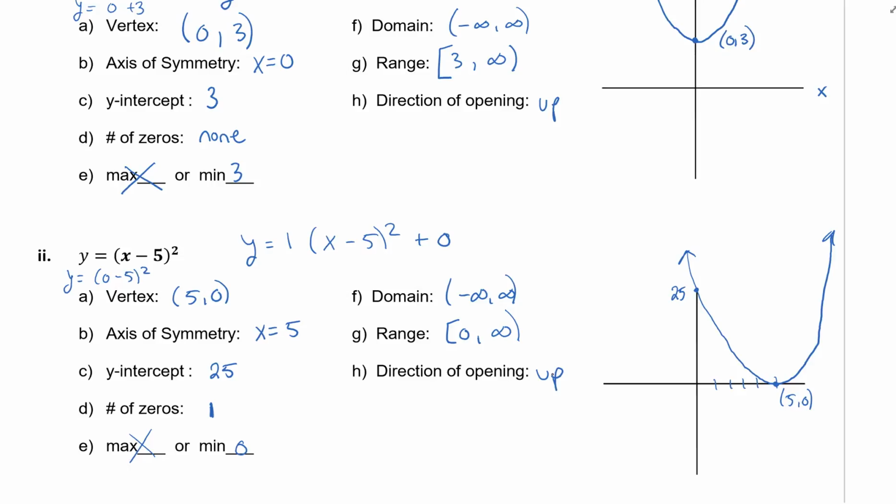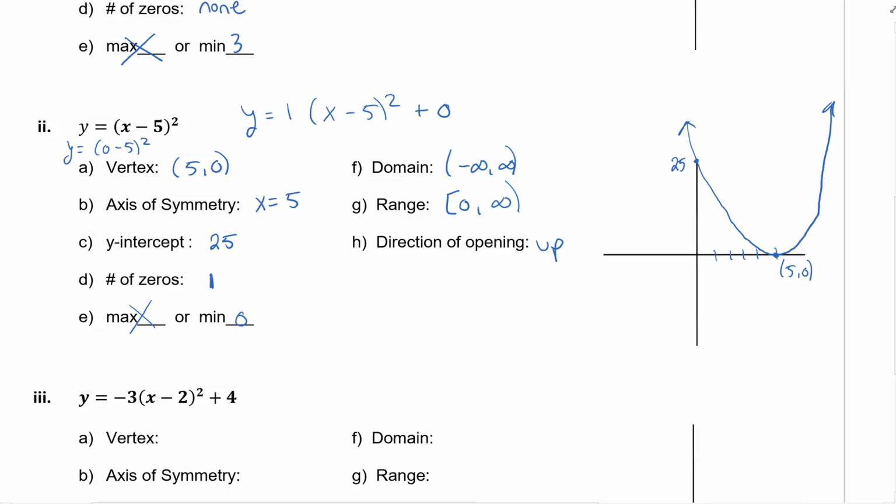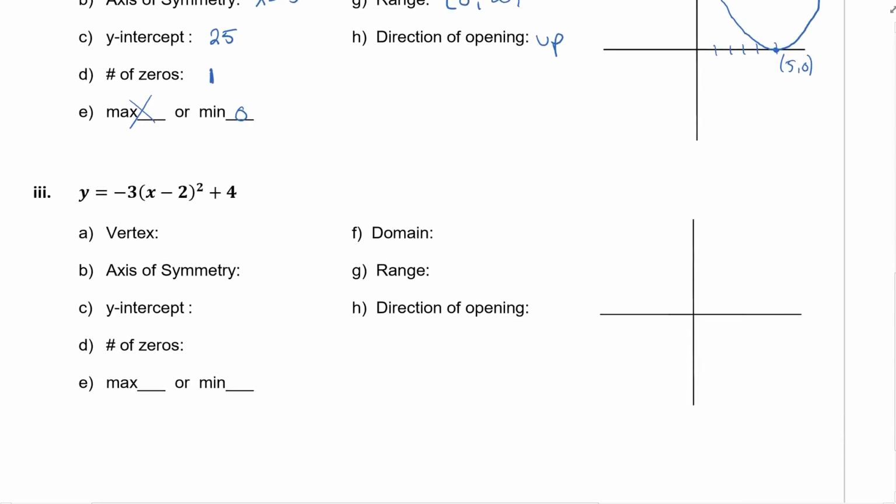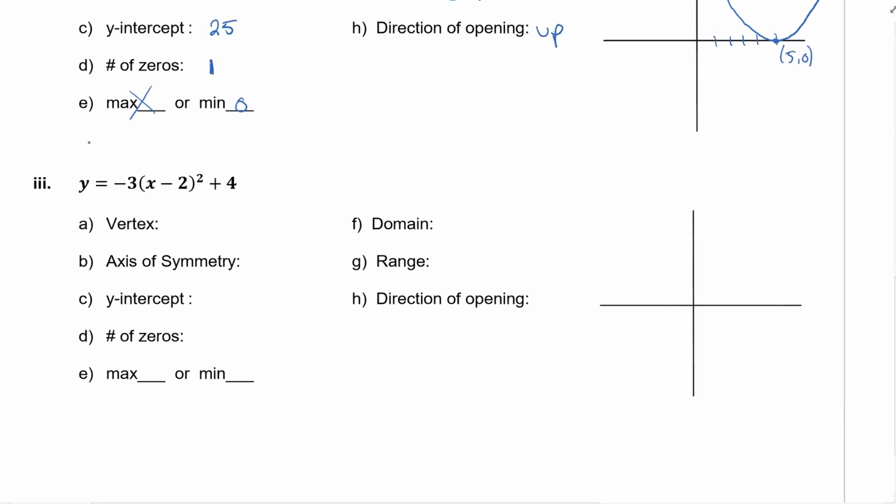All right, let's take a look at the last one here. They've given us all of the values. y is equal to a(x minus h) squared plus k. My vertex is (h, k). In this case, it would be (2, 4). The axis of symmetry goes through x is equal to 2.